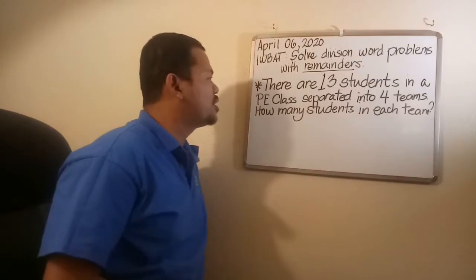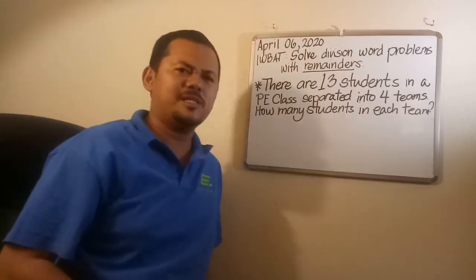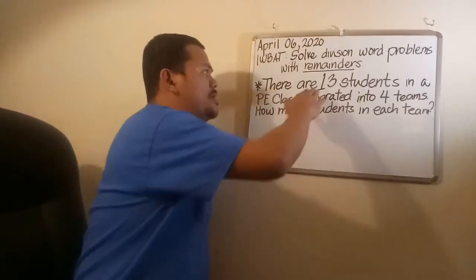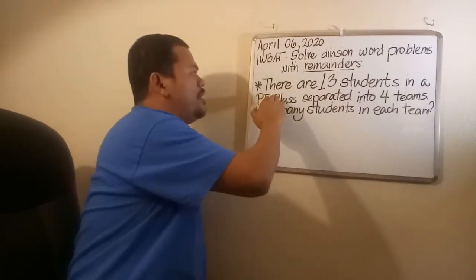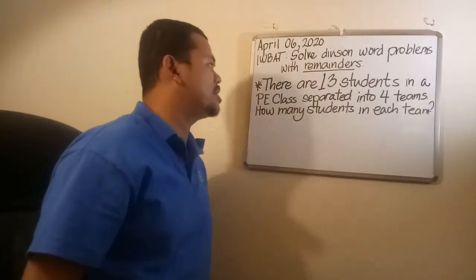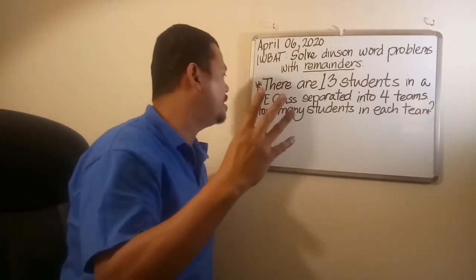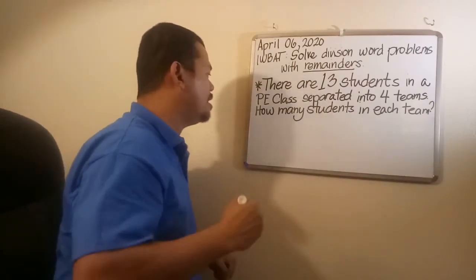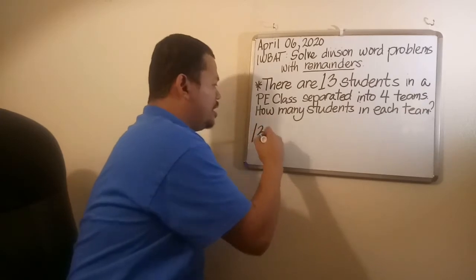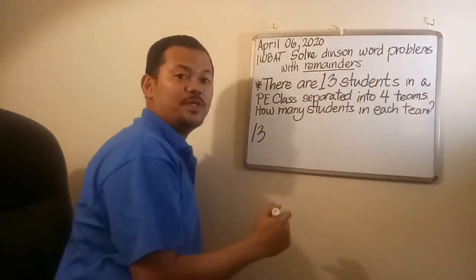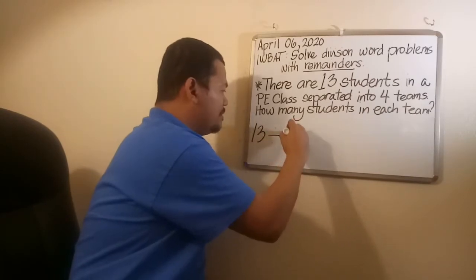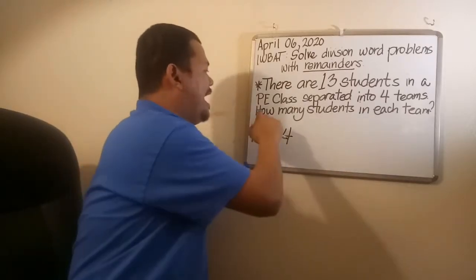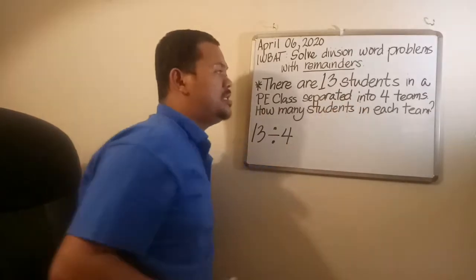Okay? Let's try to solve a problem with a different given. Similar to the given that we have before. Instead of having 12, let's have here 13 students. So we got here, there are 13 students in a PE class, separated into 4 teams. Now, we got there 13 students, and we got there 4 teams. Okay, 13 students, we are going to divide them into 4 teams, divided by 4. Okay, now, the question is, how many students in each team?